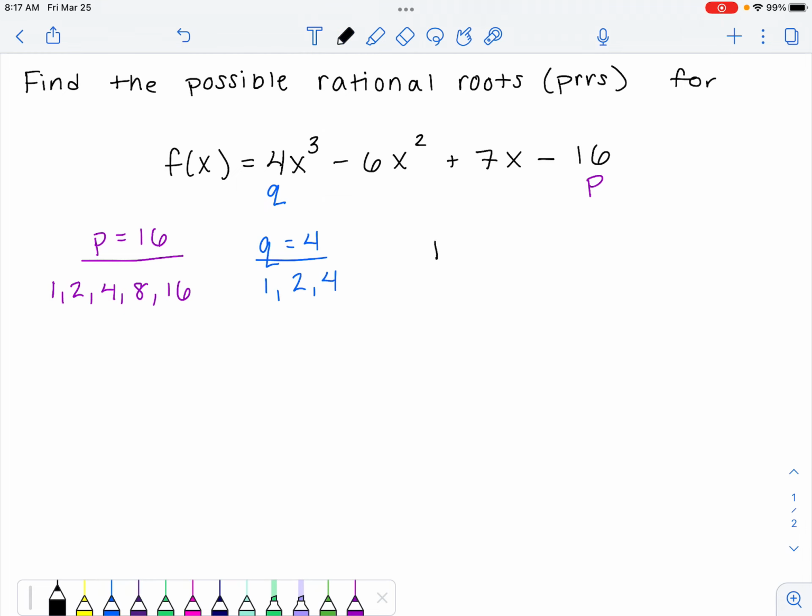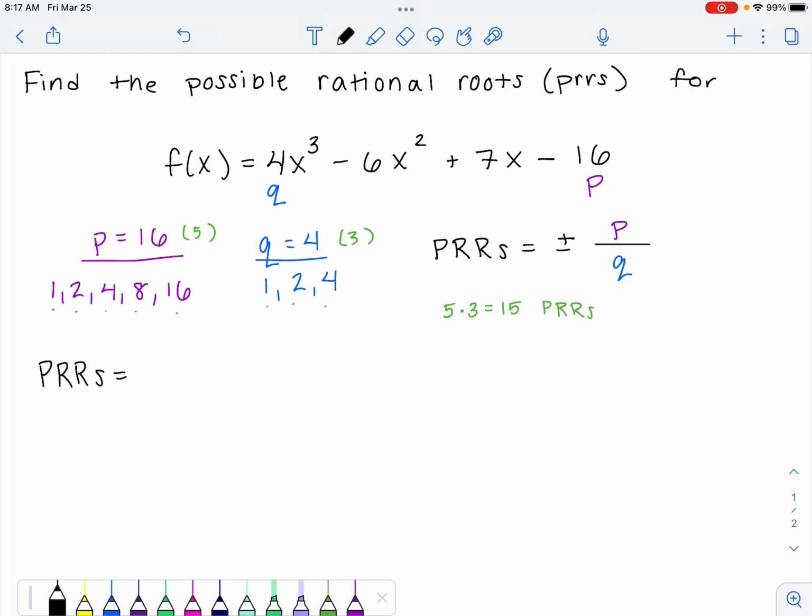So then to find our possible rational roots, this is our little formula. Our PRRs are plus or minus, so the positive or the negative, of any p value divided by any q value. So we're going to start making our lists. One thing to help out is to know how many answers you're going to have. In my p list, I have 1, 2, 3, 4, 5 answers. And in my q list, I have 1, 2, 3 answers. So overall, I'm going to have 5 times 3, which is 15 PRRs.